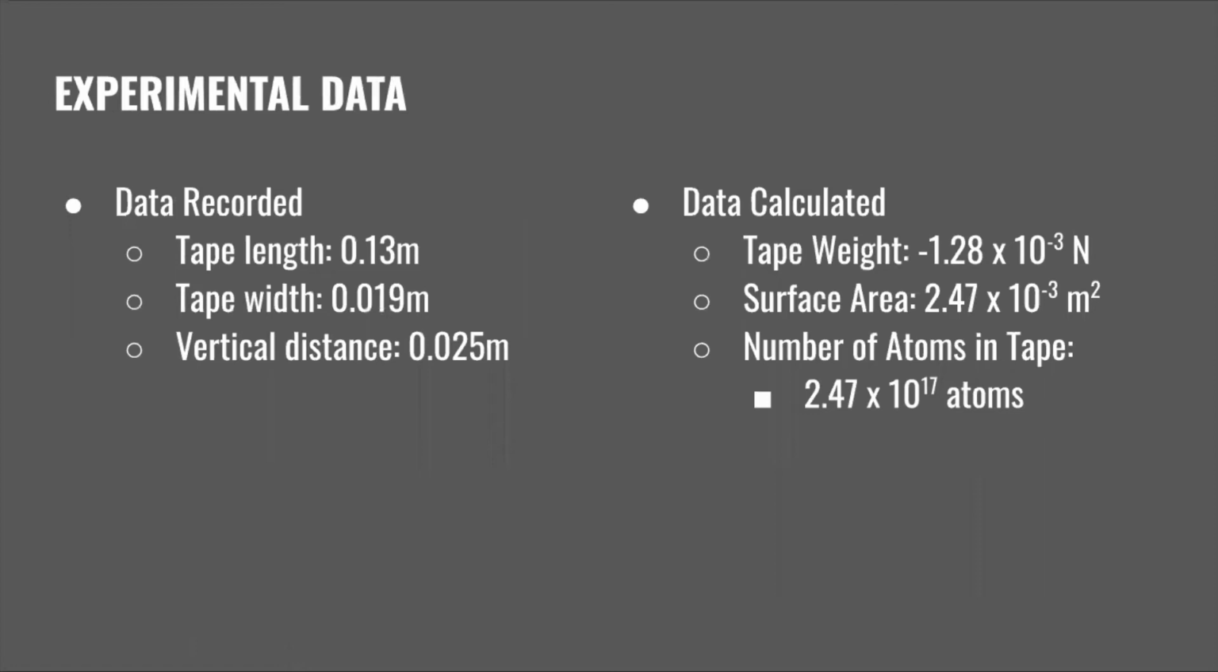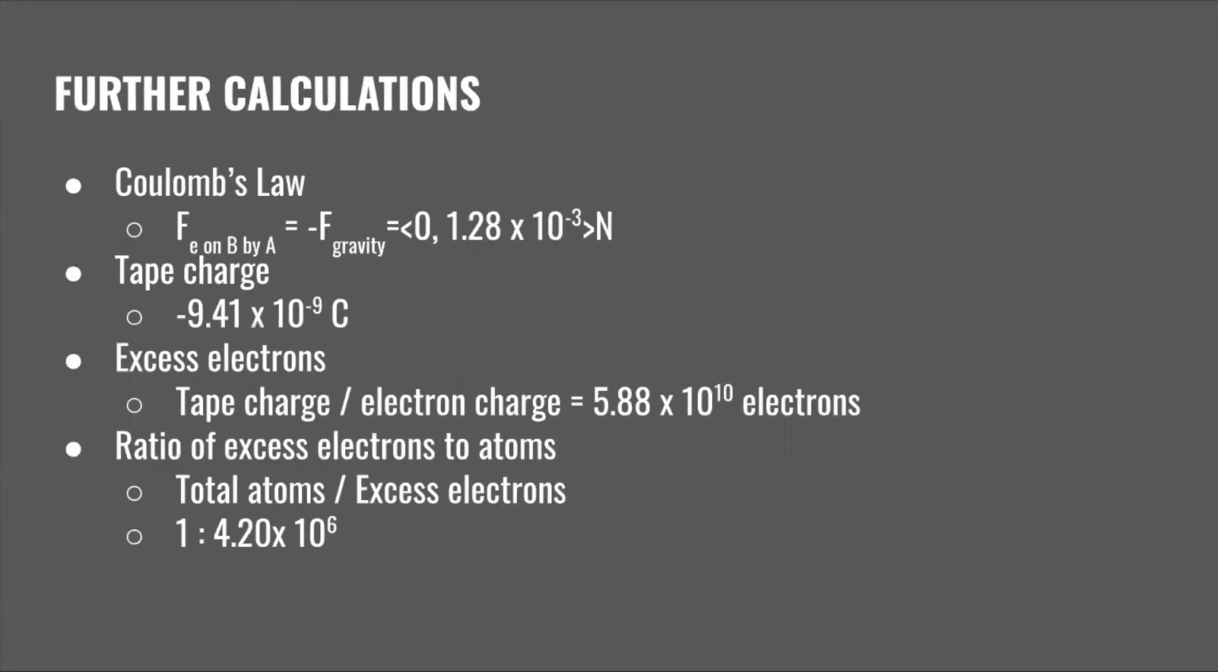Then I calculated the tape weight, which is negative 1.28 times 10 to the negative 3 newtons. The surface area was 2.47 times 10 to the negative 3 meters squared, and the number of atoms I approximated was 2.47 times 10 to the 17 atoms. Further calculations include Coulomb's law, which is negative gravity, by the assumption I made earlier, meaning that this was the vector obtained. Then the overall tape charge, as I stated in the introduction, was negative 9.41 times 10 to the negative 9 coulombs.